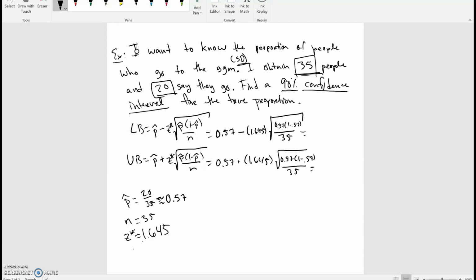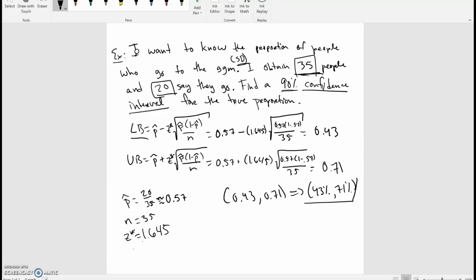0.57 minus 1.645 square root of 0.57 times 1 minus 0.57 divided by 35. And what I end up getting is about 0.43. Okay, so double check my work. And then I'm going to put the same thing for the minus one. Instead of putting a minus, I'm going to put a plus, and what I get is about 0.71. I just rounded it. So my lower bound is going to be 0.43, and my upper bound is going to be 0.71. If you wanted to look at it in terms of percentages, it's going to be between 43% and 71%.